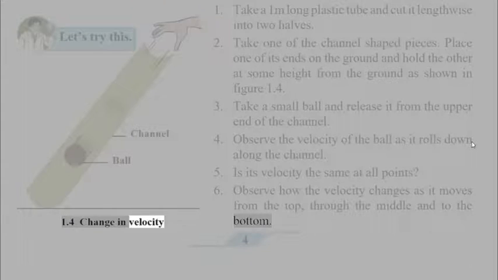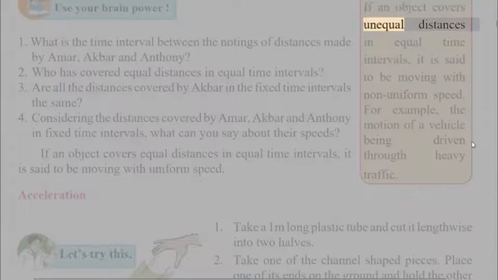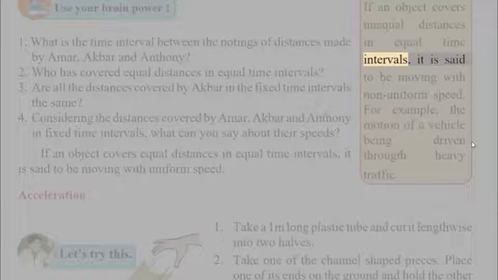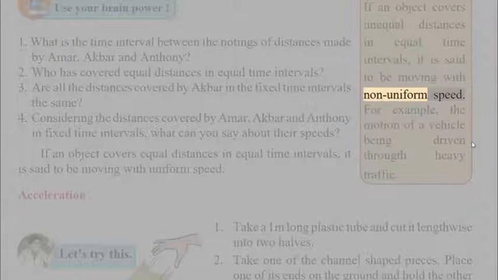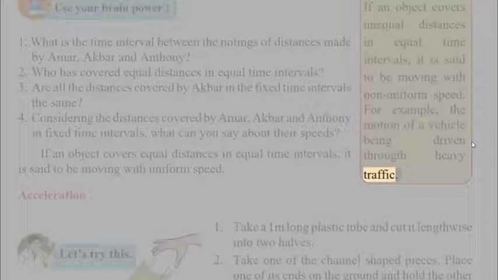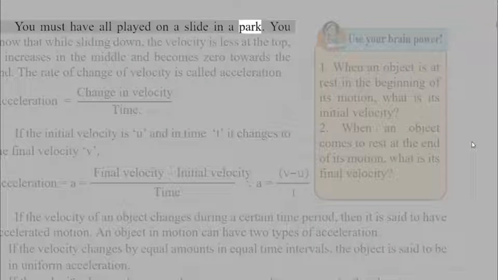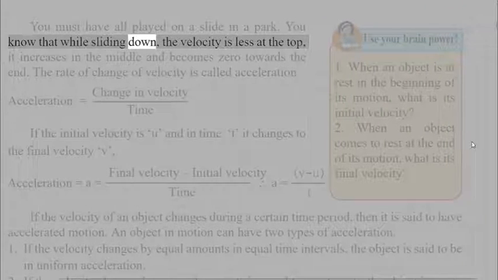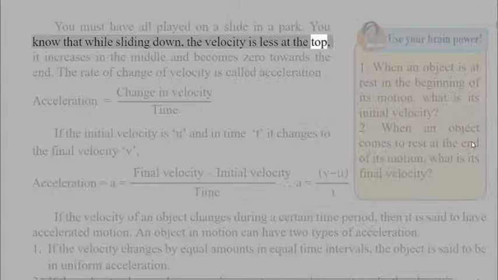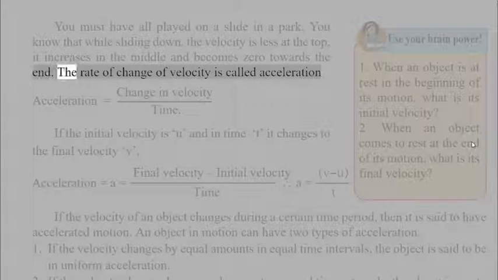Figure 1.4, change in velocity. Use your brain power. If an object covers unequal distances in equal time intervals, it is said to be moving with non-uniform speed. For example, the motion of a vehicle being driven through heavy traffic. You must have all played on a slide in a park. You know that while sliding down, the velocity is less at the top, it increases in the middle and becomes 0 towards the end. The rate of change of velocity is called acceleration.